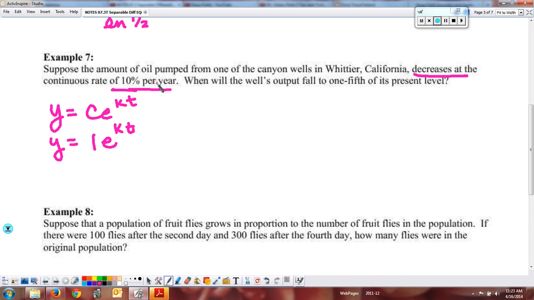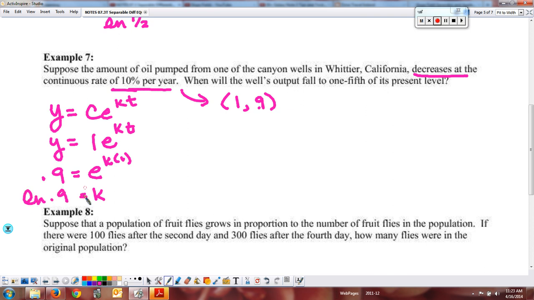Now, this is where you have to be careful. If I lose 10% at the end of the first year, how much will I have left? 90% or 0.9, given that I started with 1. So if you're going to do that, then you just simply go 0.9 equals e to the k times 1, and k equals the natural log of 0.9.